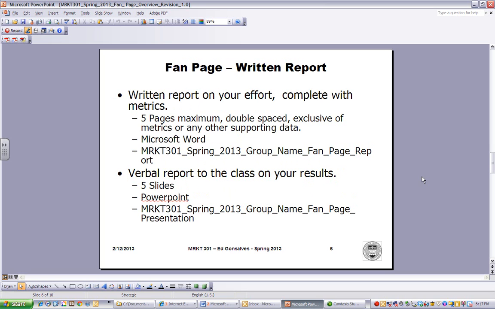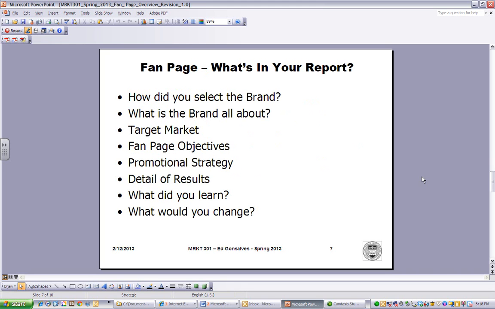There is a written report. It's 5-page maximum, double-spaced, exclusive of any metrics or supporting data. It needs to be delivered to me in Microsoft Word, and that's the file naming structure for your report. And then there's a verbal report as well that's based on a PowerPoint slide, and we'll go into those particulars later.